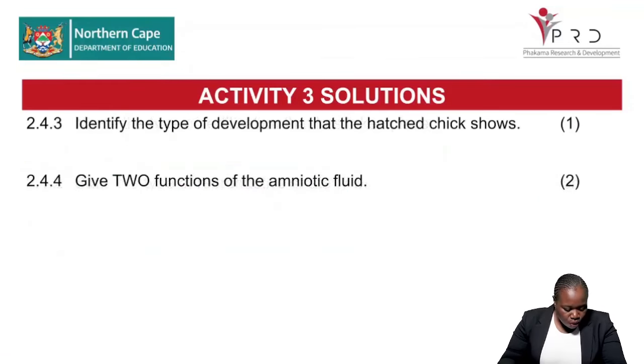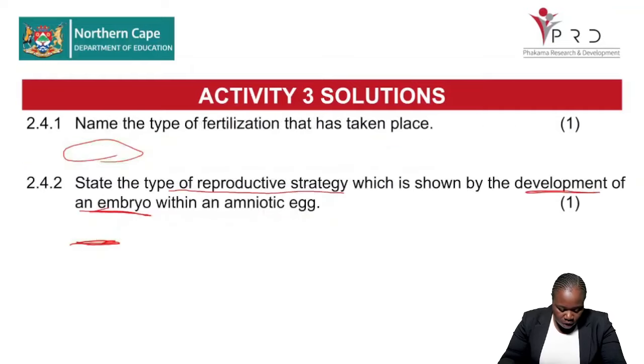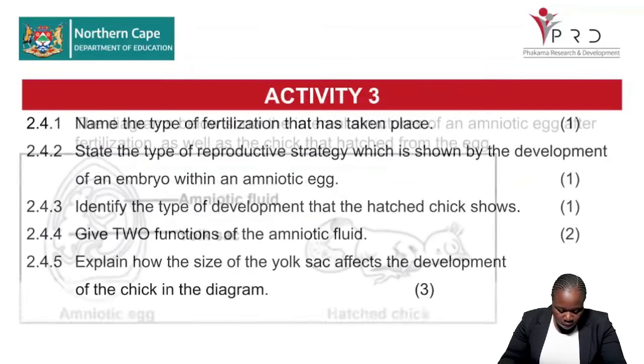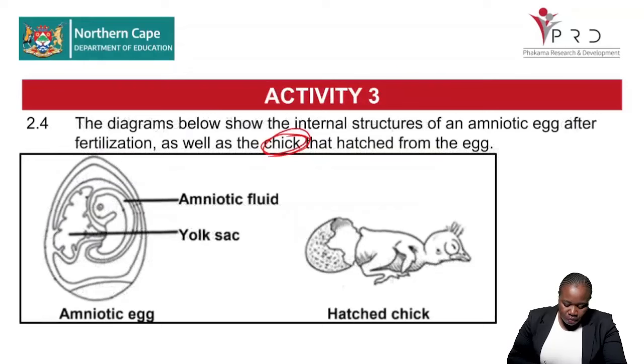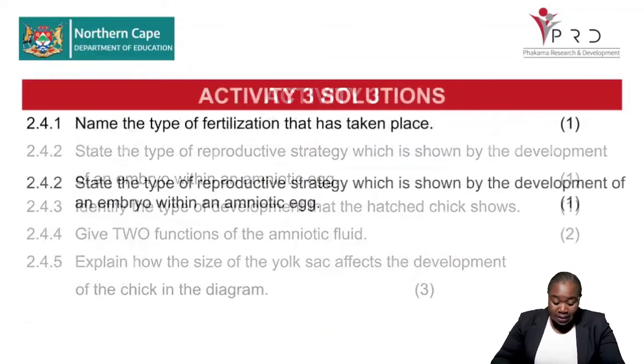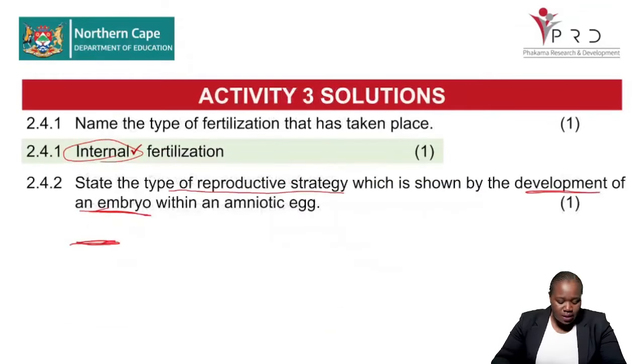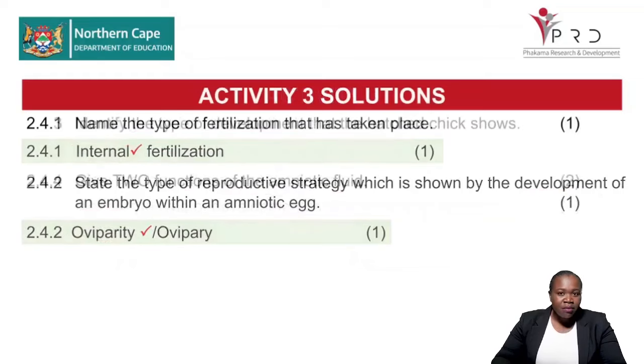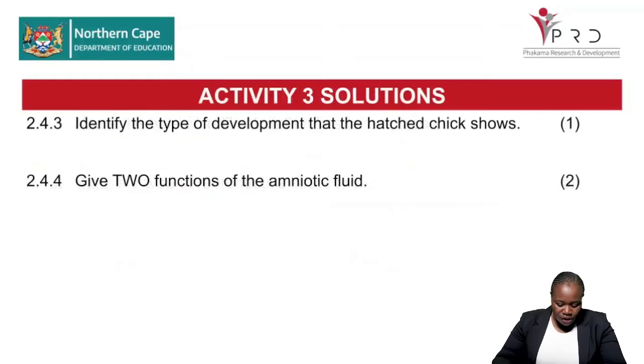And then 2.4.3, identify the type of development that the hatched chick shows. Now let's have a look at that hatched chick one more time. As we can see, it cannot move, it cannot stand, it does not have down feathers, and it cannot see. The eyes are closed, which means that we are looking at altricial development because it is not well developed. Remember, precocial, prepared, altricial, underdeveloped.